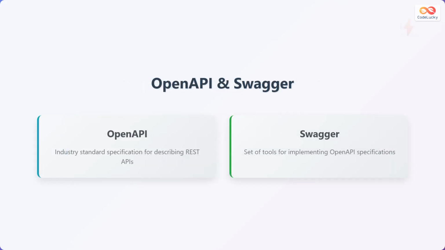OpenAPI is an industry standard specification for describing representational state transfer, or REST APIs. Swagger is a set of open-source tools that implement the OpenAPI specification, allowing for designing, building, documenting, and consuming REST APIs.